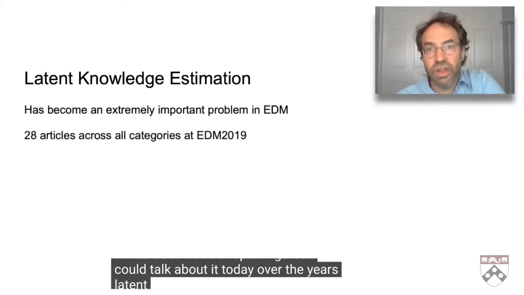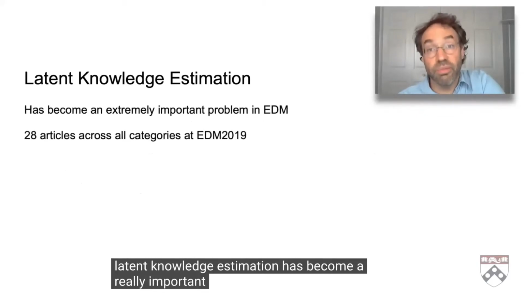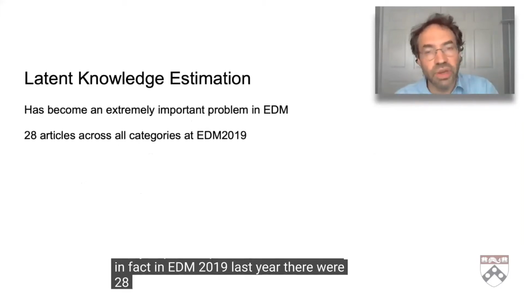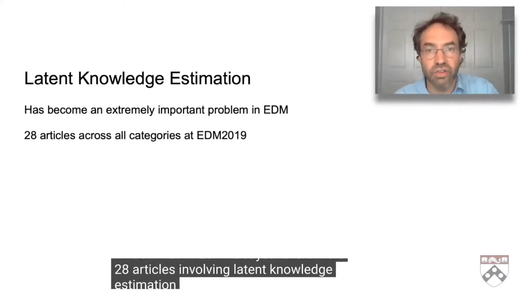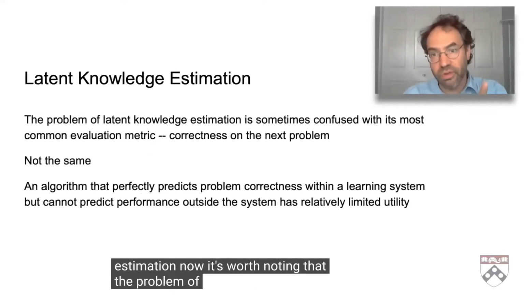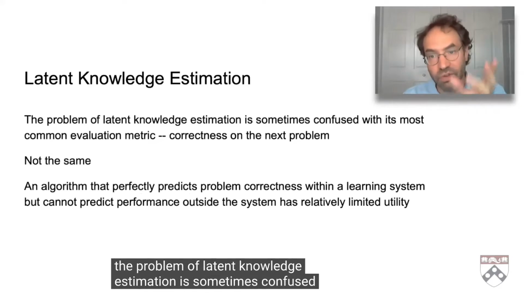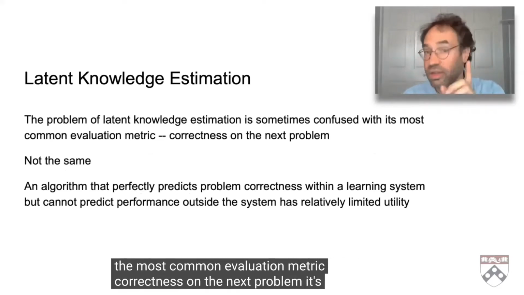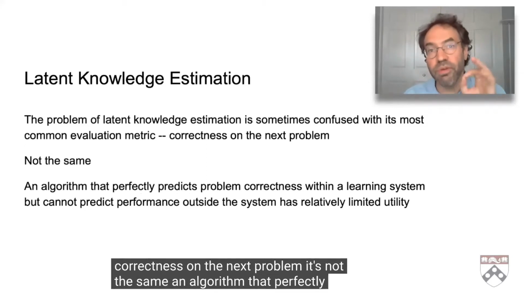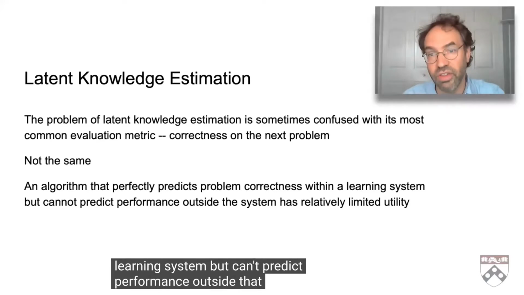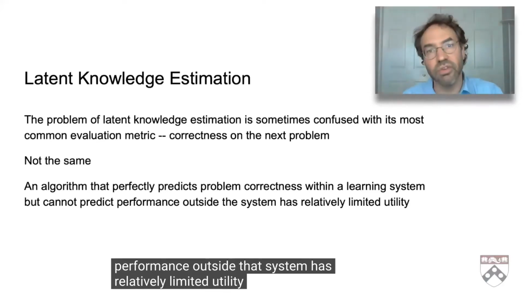Over the years, latent knowledge estimation has become a really important problem in EDM. And in fact, at EDM 2019, last year, there were 28 articles involving latent knowledge estimation. Now, it's worth noting that the problem of latent knowledge estimation is sometimes confused with its most common evaluation metric, correctness on the next problem. It's not the same. An algorithm that perfectly predicts problem correctness within a learning system, but can't predict performance outside that system, has relatively limited utility.